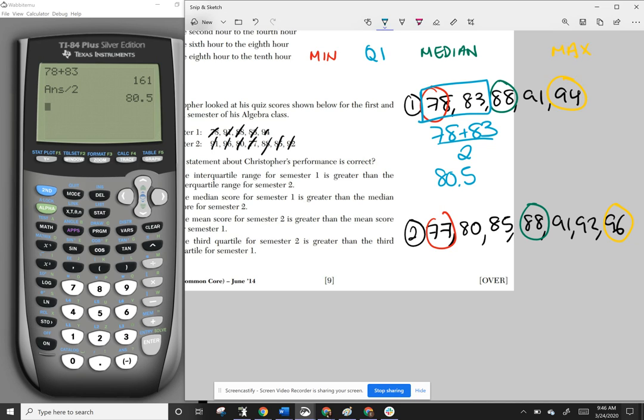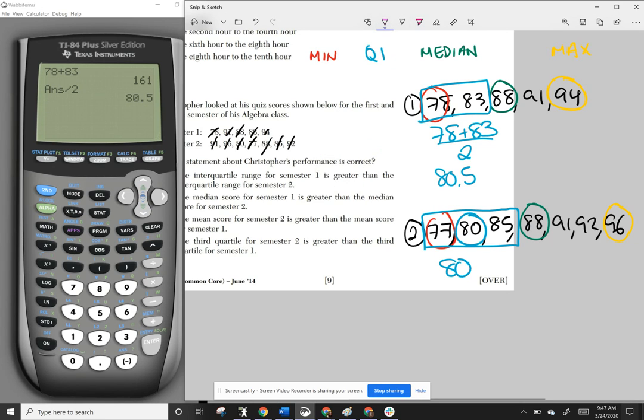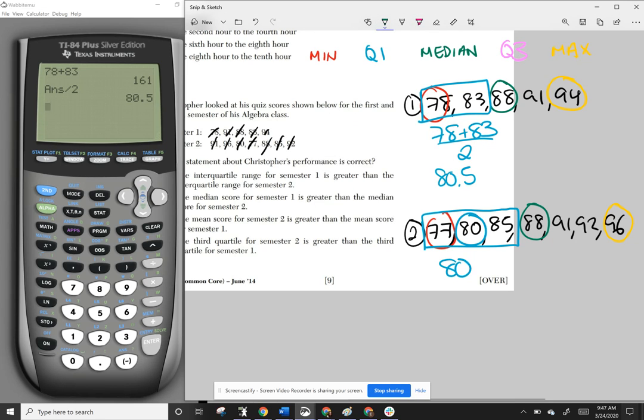Right, same thing for semester 2. This one's a little easier though, because everything below the median is 77, 80, and 85, and this one does have a middle, so quartile 1 is 80. Okay, let's repeat for the top, but now we're going to do the third quartile. And just in case anybody's wondering, I skipped quartile 2 because quartile 2 is the median.